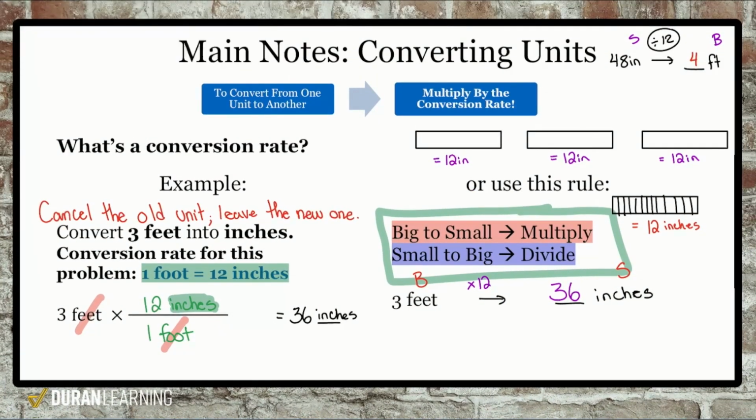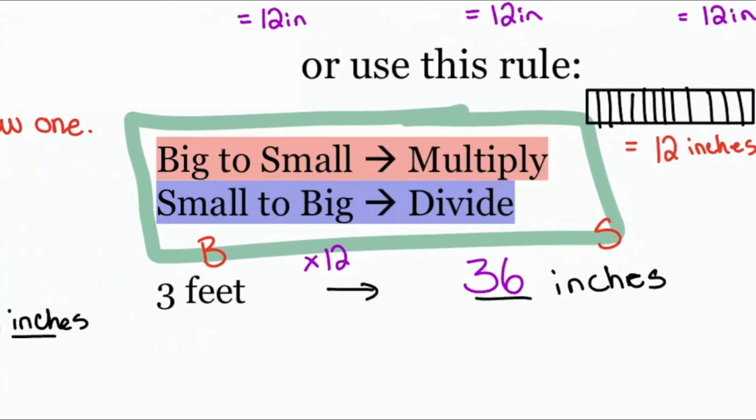I gotcha. But here's where I want you to always resort and reflect back to, right over here. If you're going from a big unit to a small unit, multiply by that conversion rate. Small to big unit, divide by that conversion rate.